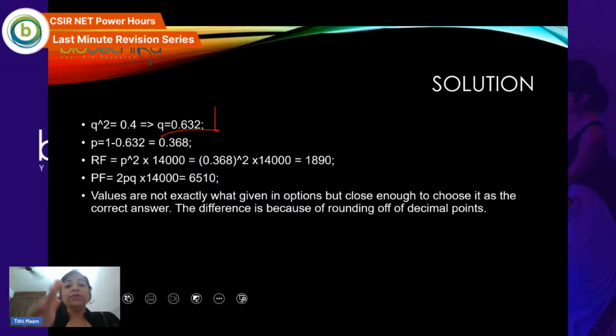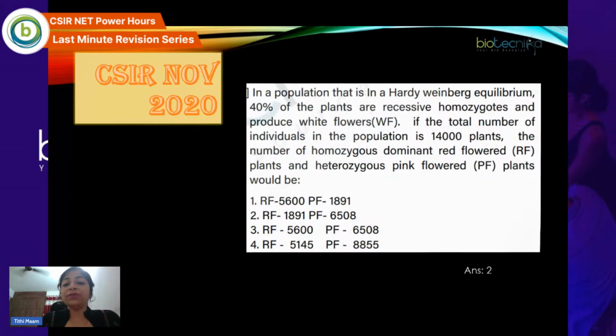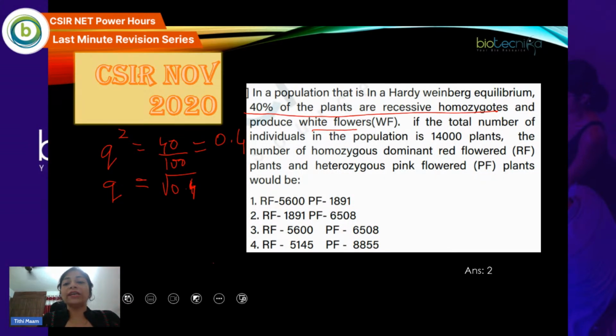Here you have to understand that whenever the phenotype is given, phenotype comes from the genotype, so it is the genotypic frequency that is given to you, not the allele frequency. So when it says there are 40% white flowers and white flowers are homozygous recessives, it means q square is 40%. It is not q. It is q square that is 40%. So q will be the square root of 40%.